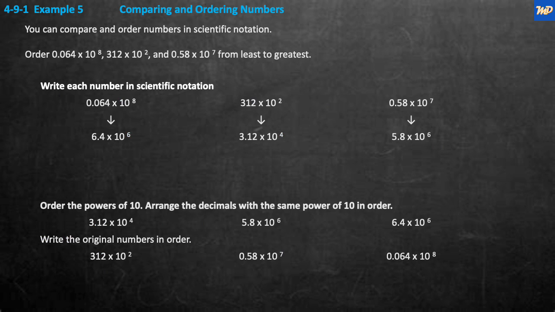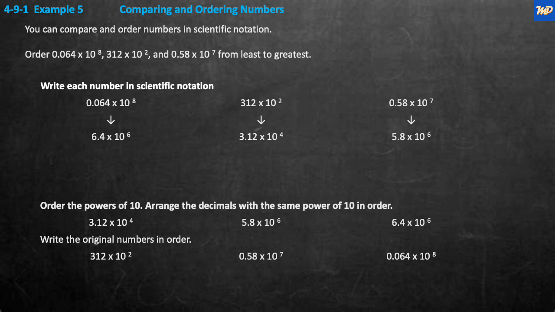Comparing and ordering numbers. You can compare and order numbers in scientific notation. It makes it kind of easy. So how can you do that? Well, take these numbers here: 0.064 times 10 to the 8th, 312 times 10 squared, and 0.58 times 10 to the 7th, and order them from least to greatest.